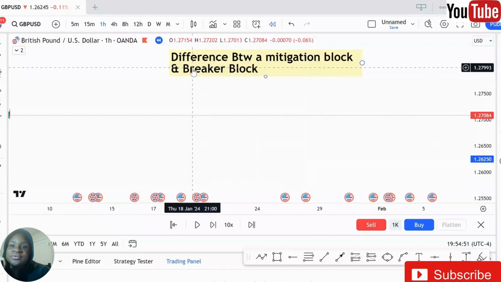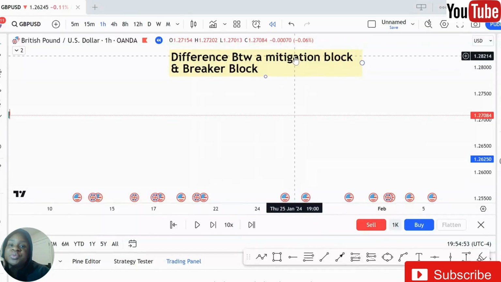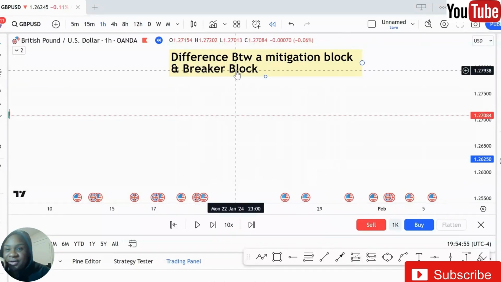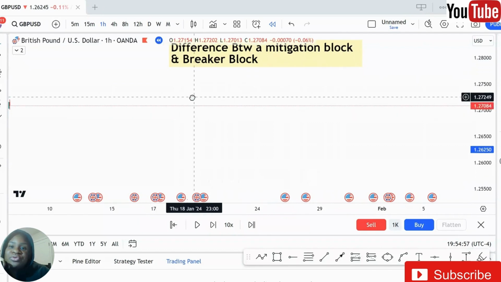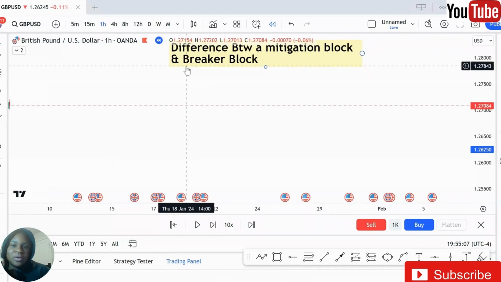Everyone, so today's topic is the difference between a mitigation block and a breaker block. Now what I'm going to show you in this video, I'll say it's a secret actually, which many of you know but are subconscious that you don't know it, but you know it. Let me use that word.